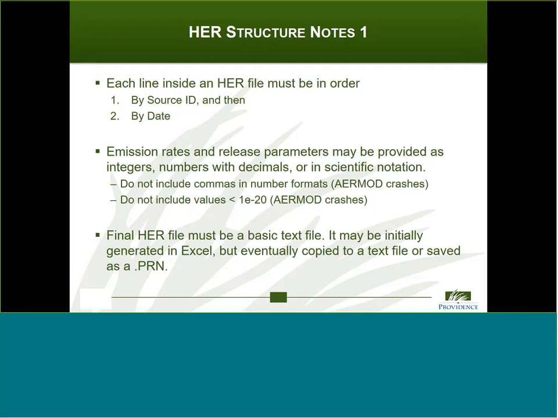The final hourly emission rate, the one that you actually want to feed into the model, is basically just a text file. You may put it together in Excel or some other spreadsheet program, but before you get it ready to actually put into AERMOD, it has to be saved as a text file. And you can do that directly from Excel by saving your sheet as a .prn. That's one of the save options, and that'll convert it into a space-delimited text file, which is kind of what we're looking for here.